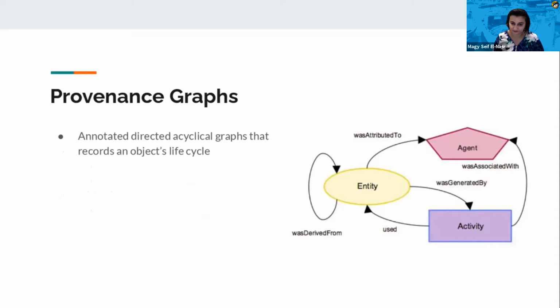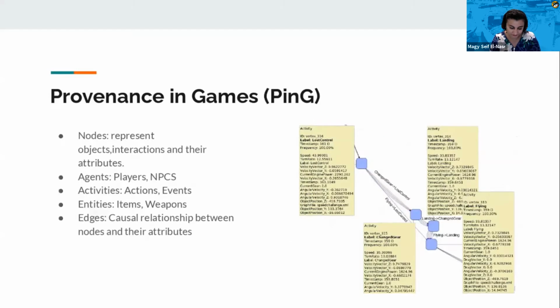Provenance graphs are annotated directed acyclical graphs used to record an object lifecycle. In games, the PinG provenance in games framework maps agents such as players and NPCs, entities like weapons and static obstacles, and activities such as actions and events as nodes, and their causal relationships as edges.